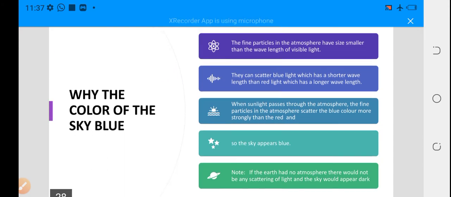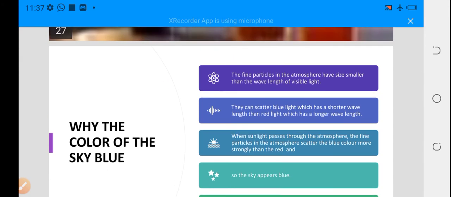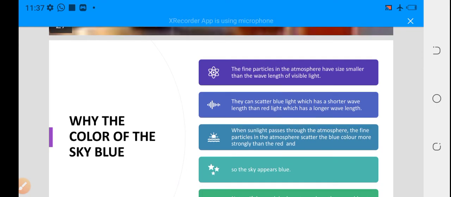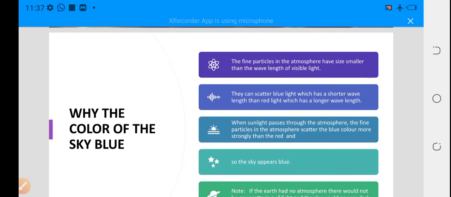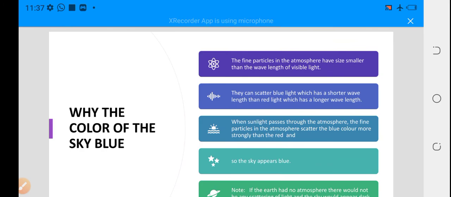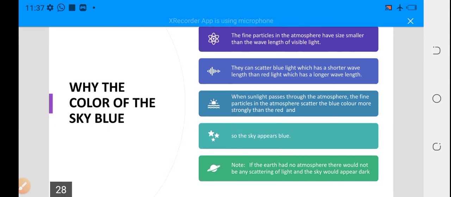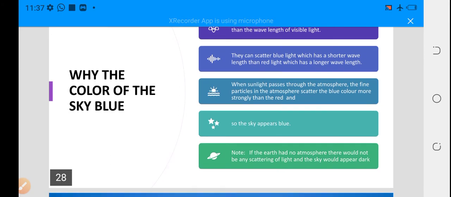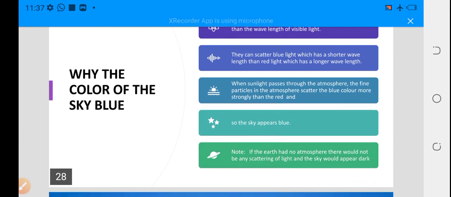And finally, why is the color of the sky blue? The fine particles in the atmosphere have a size smaller than the wavelength of visible light. They scatter blue light, which has a short wavelength, more than red light, which has a longer wavelength. When sunlight passes through the atmosphere, the fine particles scatter the blue color more strongly than the red color, so the sky appears blue.